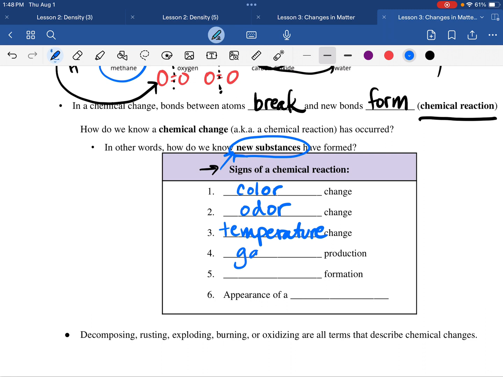You might have gas production. If it was liquids, you would see bubbles. You might see a light formation. We'll look at an example in a moment. Or you might see an appearance of a solid. Sometimes you mix 2 liquids, and the new substance that forms is actually in a solid state. So you would see a formation of a solid, some little solid bits in your liquid that would drift to the bottom of whatever container you put it in.